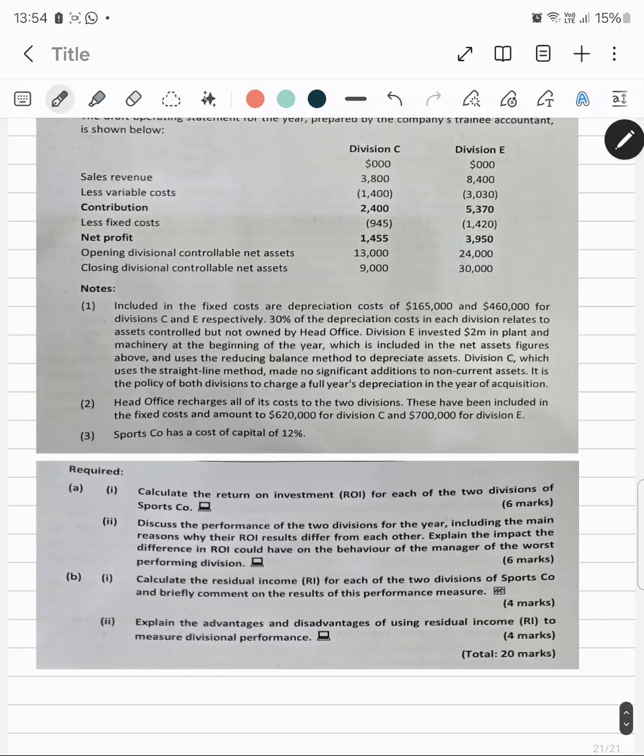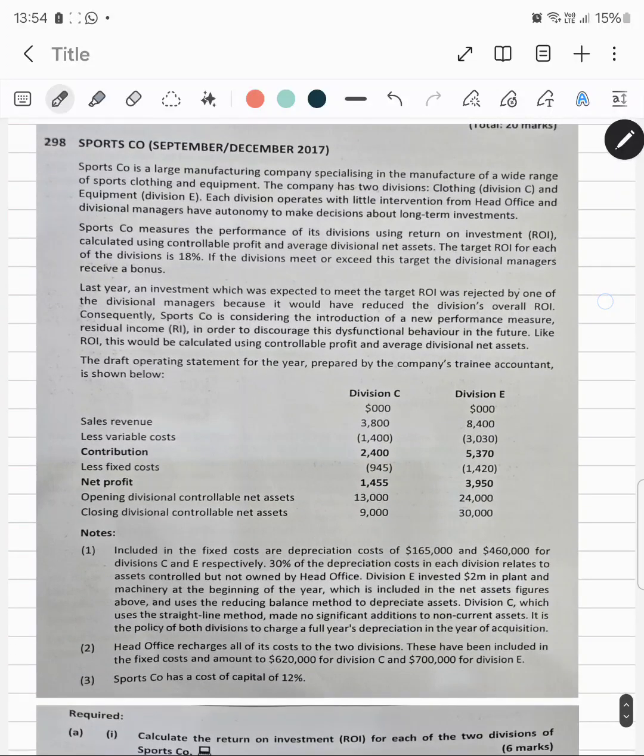The question is asking us to calculate the return on investment for each of the two divisions. So it is very simple, but for that we need to read the question because the question might have relevant information about what divisions are actually controlling or not controlling. Last year, an investment which was expected to meet the target ROI was rejected by one of the divisional managers because it would have reduced the division's overall ROI. Consequently, sports company is considering the introduction of a new performance measure, residual income.